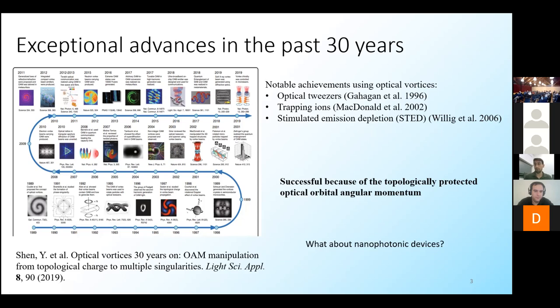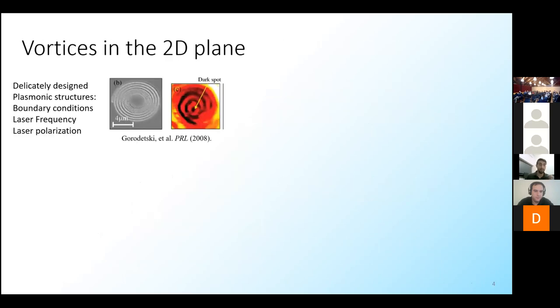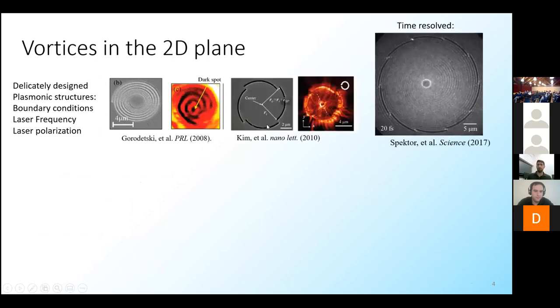Let's talk about non-photonic devices, where the question is whether we can also see optical vortices there. And the answer is yes. You can design plasmonic surfaces with delicately designed boundary conditions, and you can see how optical vortices can be found. Since 2008, it was shown in many different structures. For example, you can see how optical vortices are created in this beautiful video by Spektor et al. In this case, you shine light from above, and the slits couple the light into plasmon polaritons that propagate towards the center. And you actually see in this measurement how the light is rotating. This is the optical vortex of plasmon polaritons.